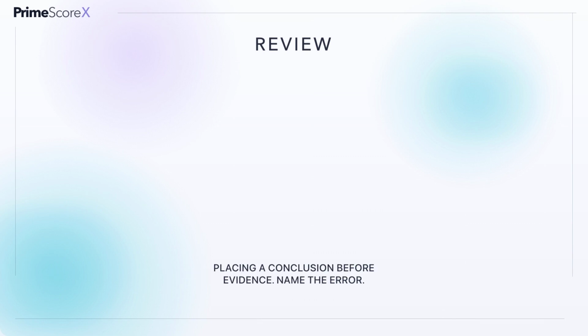When you review, name the exact error. One common issue is placing a conclusion before evidence. Do not write a vague note like, "I need to study more." Write the real cause. Was it timing, vocabulary, unit control, evidence, sequence, calculation, or misreading the prompt? Specific errors create specific fixes.